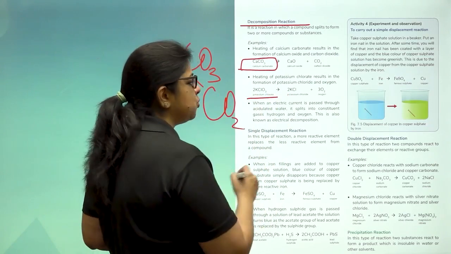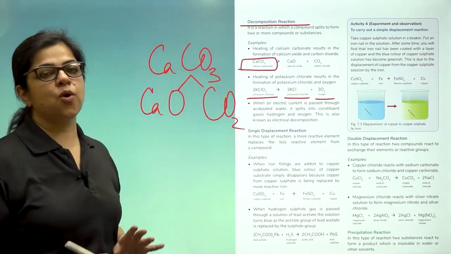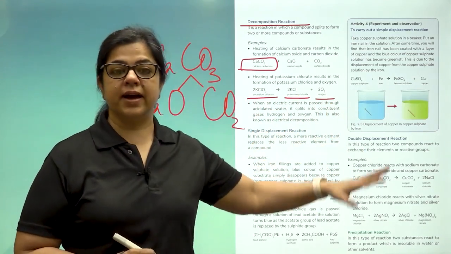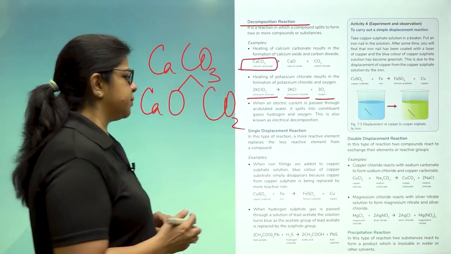Similarly, potassium chlorate breaks down into potassium chloride and oxygen. So what does this again show us? It shows us a decomposition reaction.